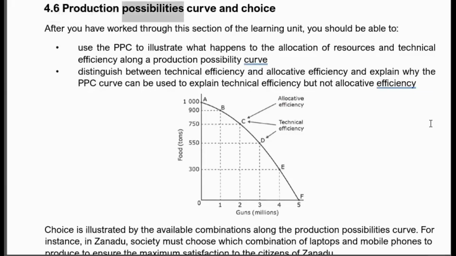4.6 Production Possibilities Curve and Choice. After you have worked through this section of the learning unit, you should be able to use the PPC to illustrate what happens to the allocation of resources and technical efficiency along a production possibility curve. Distinguish between technical efficiency and allocative efficiency and explain why the PPC curve can be used to explain technical efficiency but not allocative efficiency.